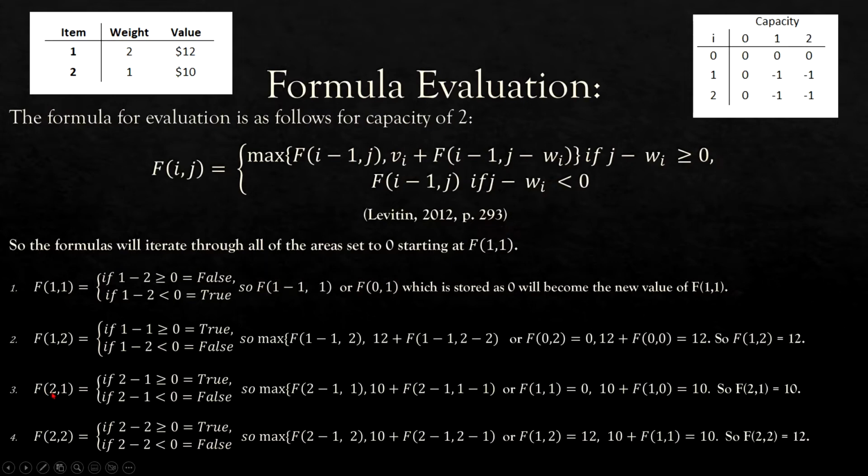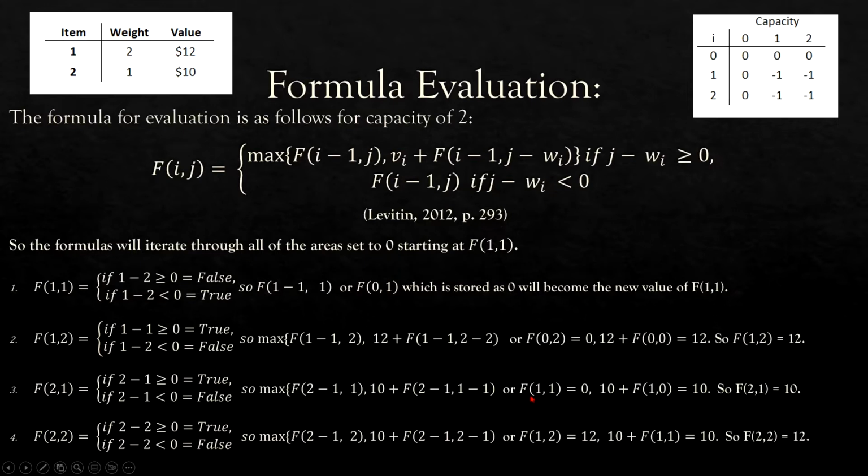And we increment i, which becomes 2, and we start again, 2, 1. We perform the same evaluation here that we performed before, and the statement evaluates to true, as 2 minus 1 is greater than or equal to 0. So we're going to be performing the max function again. So if we look at this max function, we have f of 2 minus 1, 1, or 10 plus f of 2 minus 1, 1 minus 1.